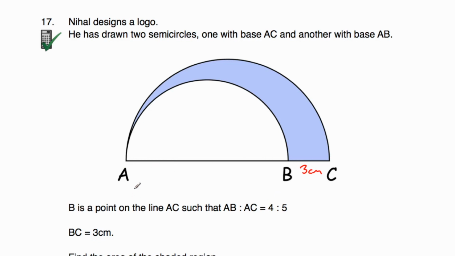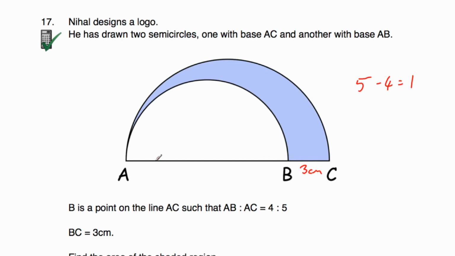So B is a point on the line AC, such that the ratio of AB to AC is 4 to 5. So that means that if we have AB as 4 parts and AC as 5 parts, this extra bit must be 1 part, because the whole thing is 5 parts and this part is 4 parts. 5 parts take away 4 parts is equal to 1 part.